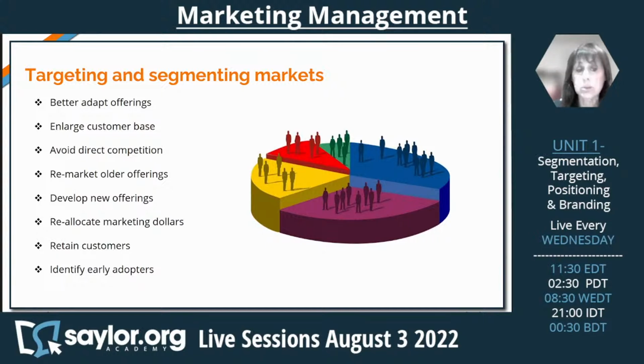Targeting and segmenting also can help companies to determine how they're going to best spend their marketing dollars. So they might reallocate them, they might add some new elements to the marketing mix, and targeting and segmenting those markets will help identify those factors. They can also look at ways to retain their customers and also identify early adopters. When we talk about early adopters, we're talking about the segment of the marketplace of people that will be the first ones to use a particular product or service when it comes out. So these are the benefits of targeting and segmenting markets.